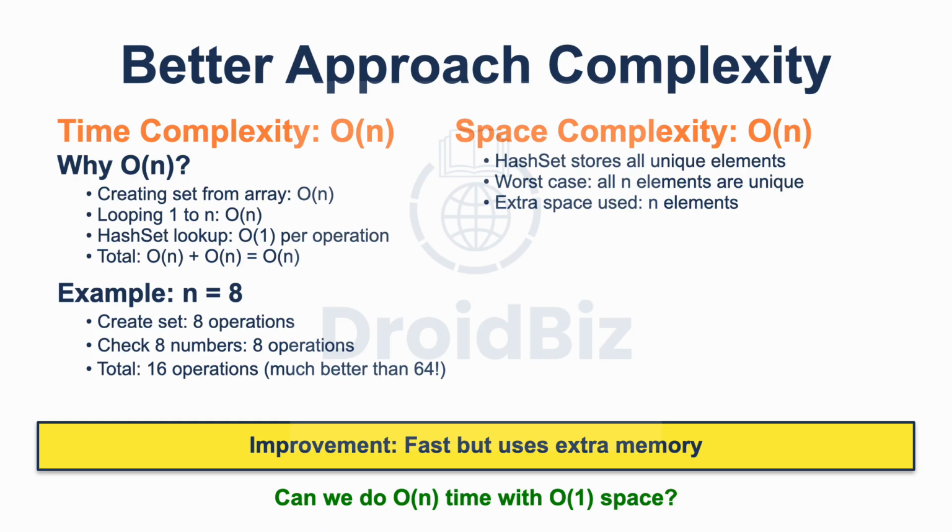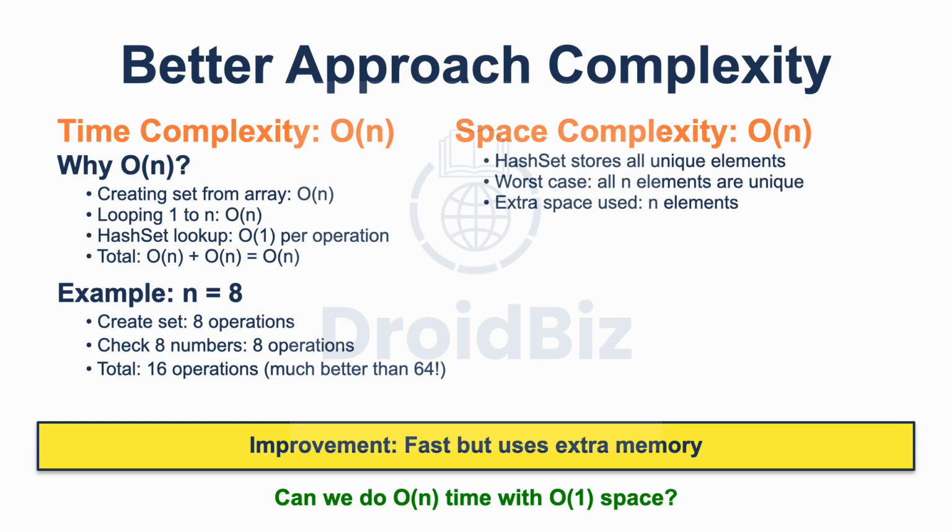Let's see an example where n equals 8. Creating the set takes 8 operations. Checking 8 numbers takes 8 operations. The total is 16 operations. This is much better than 64 operations in the brute force approach.